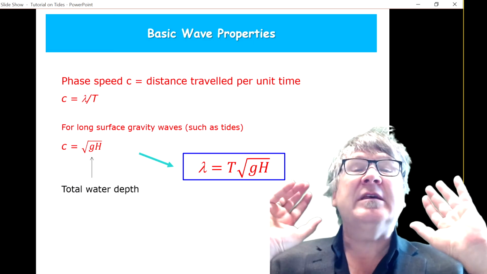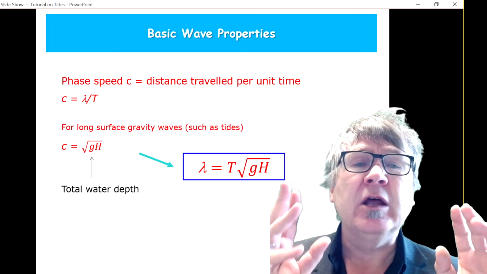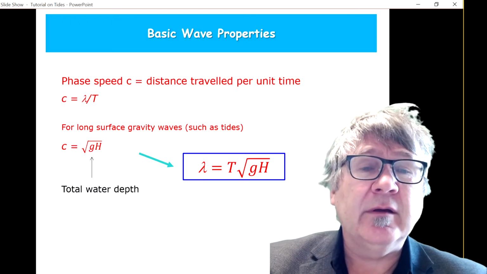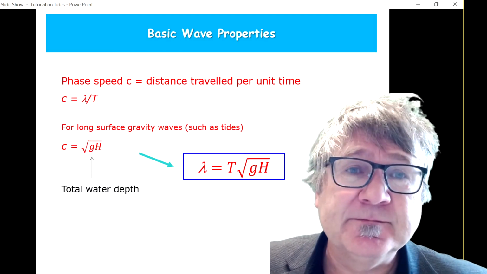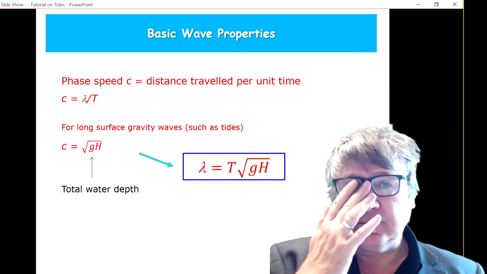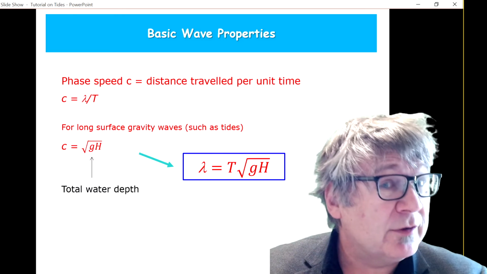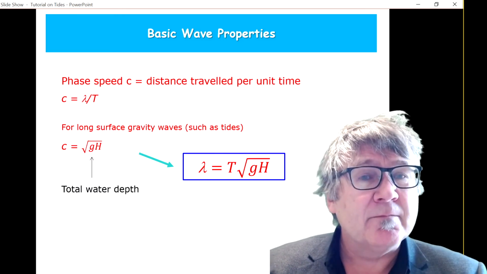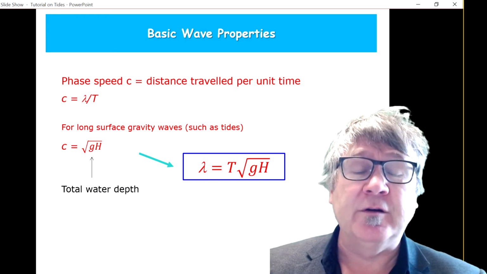Because in the open ocean, tides have a very long wavelength. Enormous, several thousand kilometers. Huge. The period of tides is given. We talk about tidal constituents on the next slide. The period is always the same, but now imagine that the tides approach shallower water.